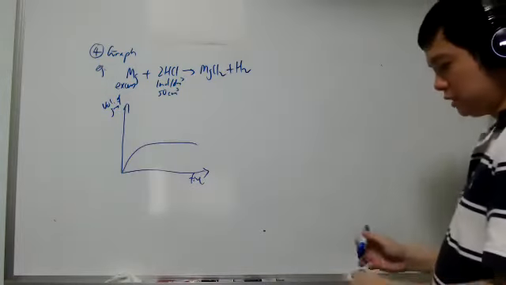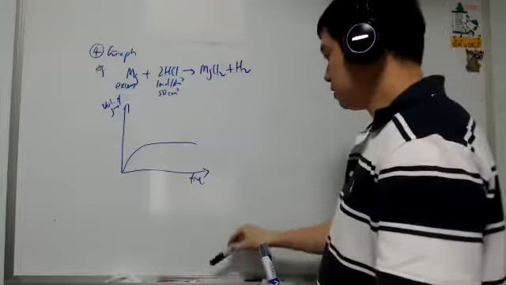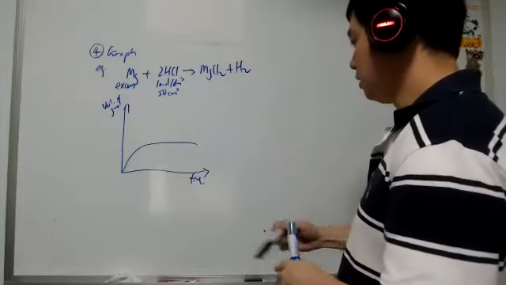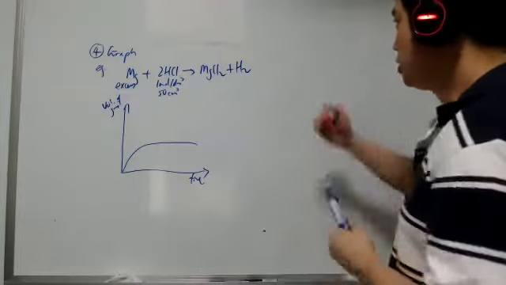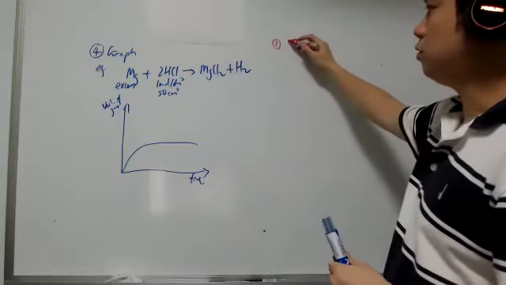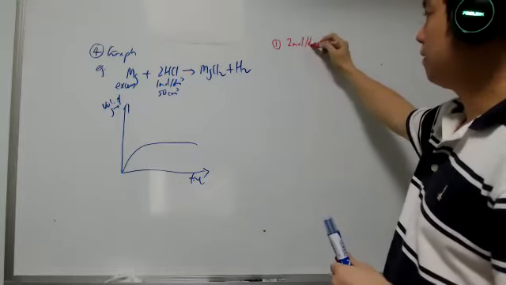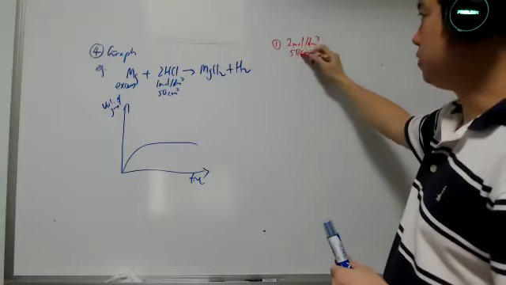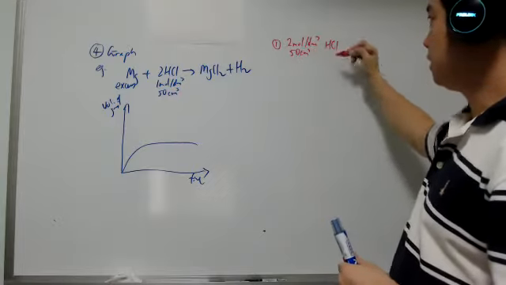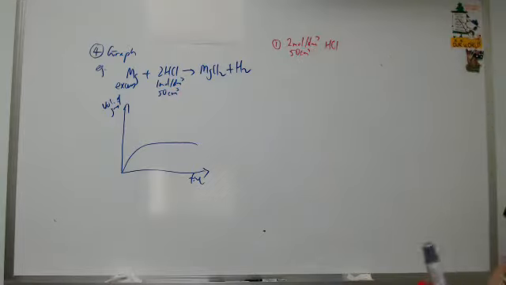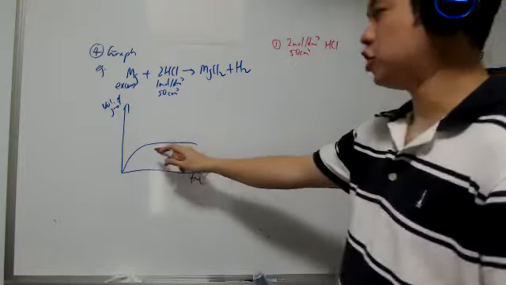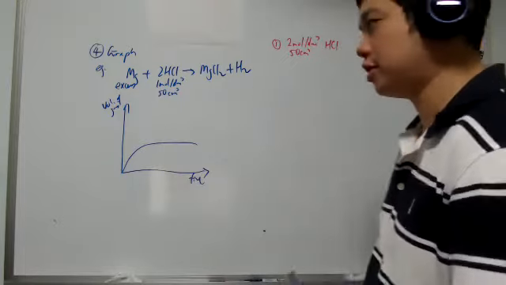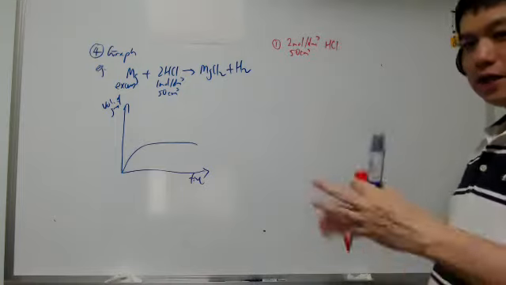Now the question is, first, they change it: instead of 1 mole per dm cube, you use 2 mole per dm cube, 50 cm cube of HCl. The rest is everything the same. So how will the new graph look together with the original graph? We are supposed to sketch it together with the original graph. So that's this kind of question.